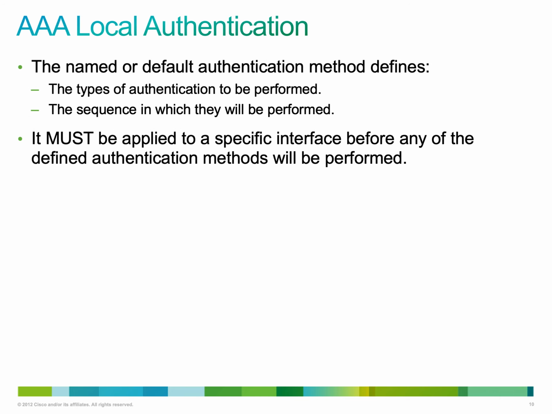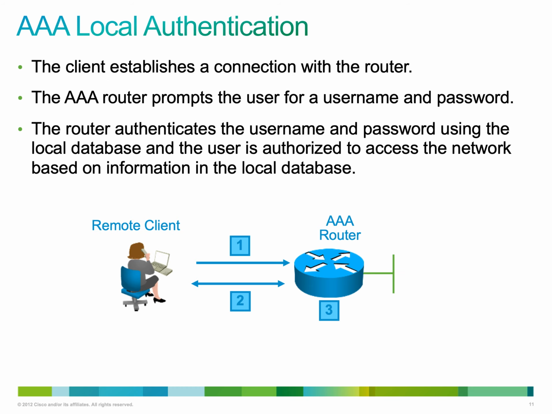Is that okay? Now, still on the AAA local authentication, the named or the default authentication method defines the type of authentication to be performed and the sequence in which they will be performed. Now, it must be applied to a specific interface before any of the defined authentication methods will be performed. So the name list must be applied to the interfaces before any other job will be performed.